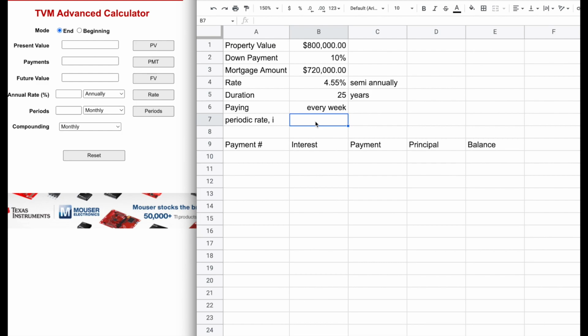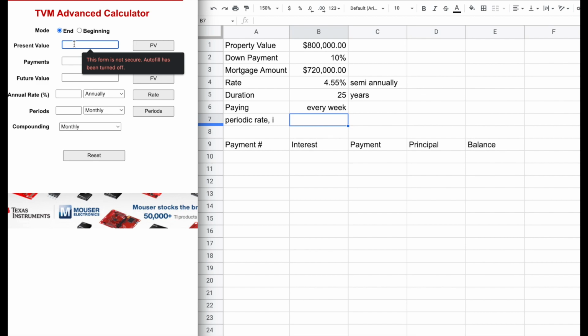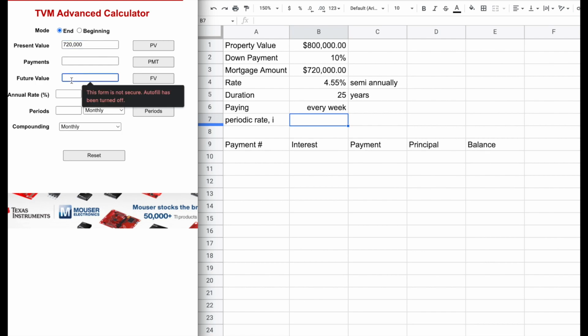The first thing we're going to do is find out what is the payment amount that we need to make, and we'll use the TVM calculator for that. So we're going to jump over to here, and we were mortgaging $720,000, so that is our present value. The future value is going to be 0 because we want to pay that off. Payments we'll leave blank until the end. And now we fill in the other information. So 4.55%, and we always leave this one annually for the mortgage situation.